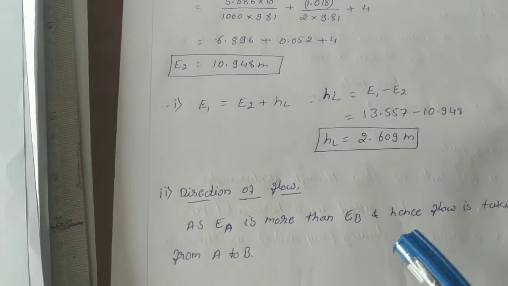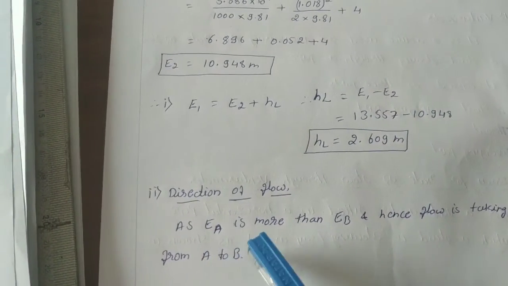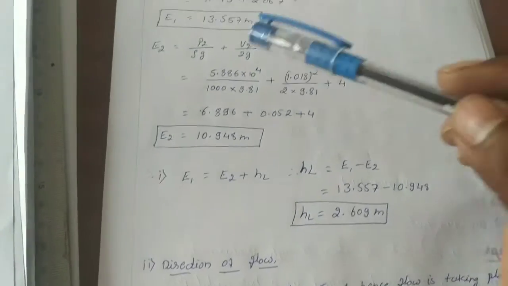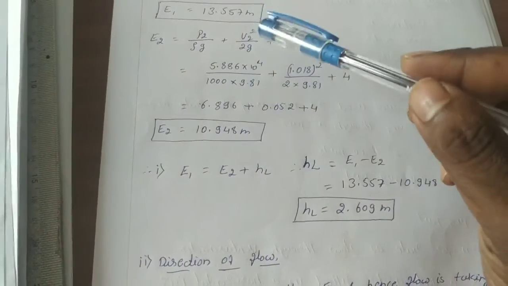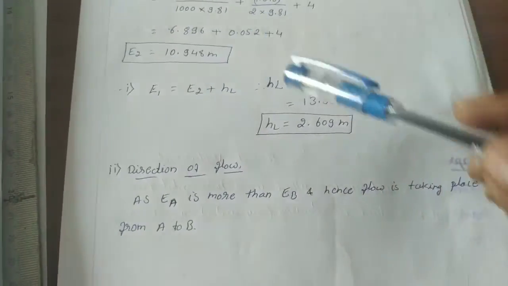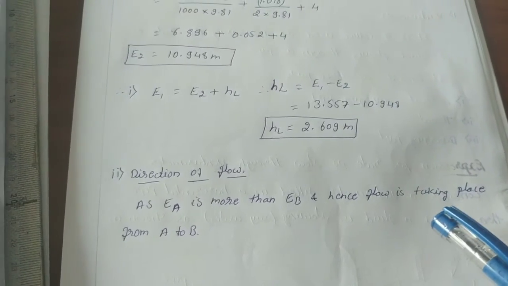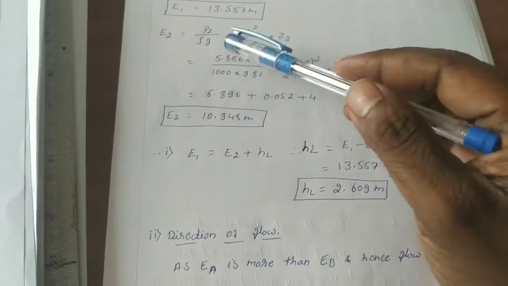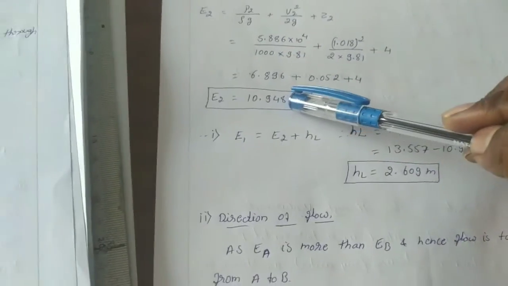Hence, the direction of flow. As EA is more than EB, that is E1 is more than E2, the flow takes place from A to B, from 1 to 2.